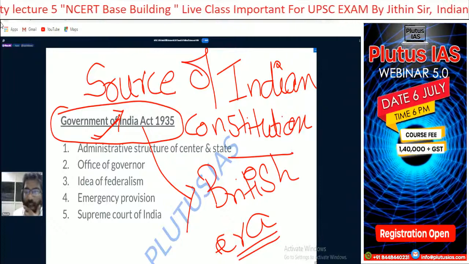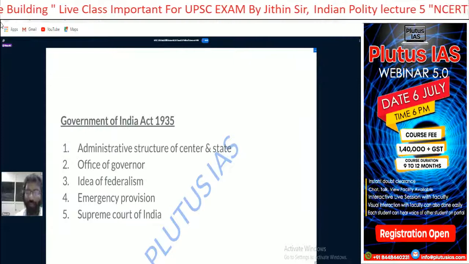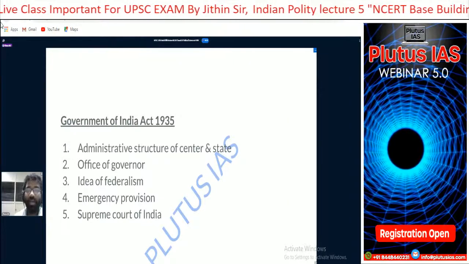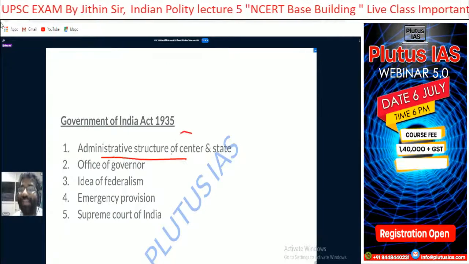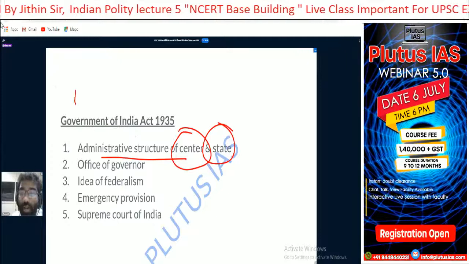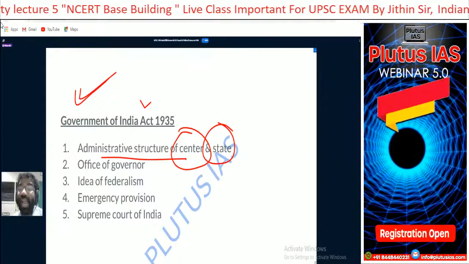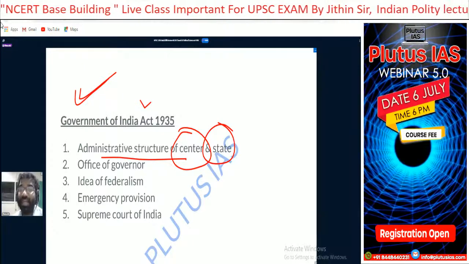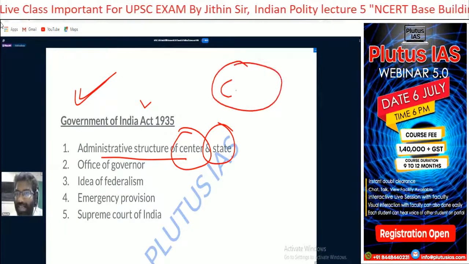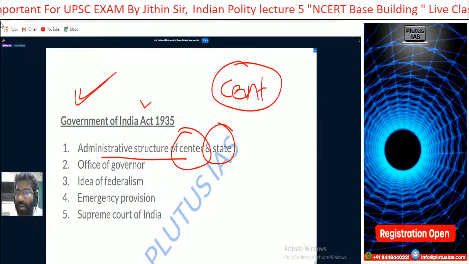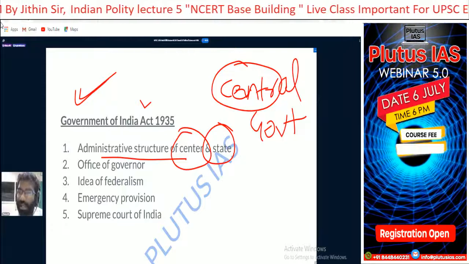Now, what were the provisions taken from the Government of India Act 1935? Number 1, the administrative structure of the center and state. Write down: from the Government of India Act 1935, the administrative structure of center and state was taken. Let me explain first. This is the central government. Arpit, what is the central government also called? Union government. Yes, union government.